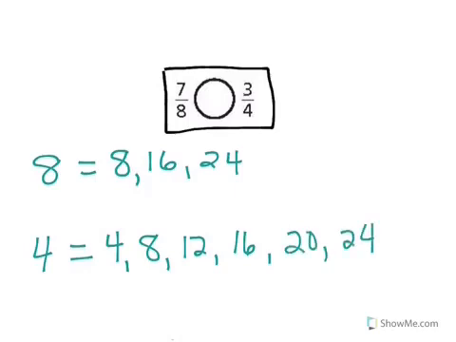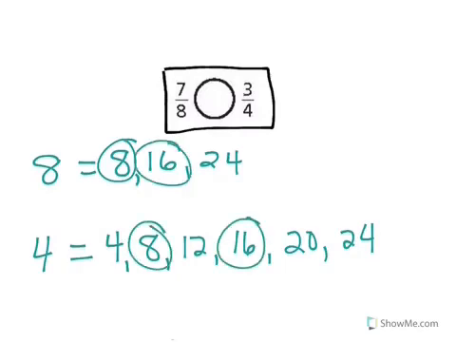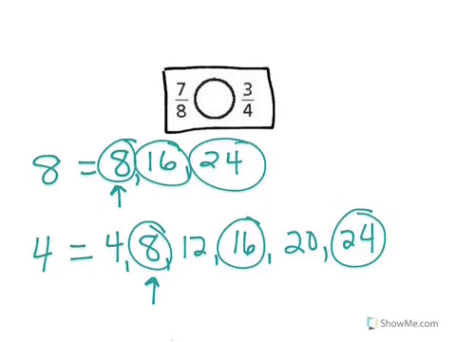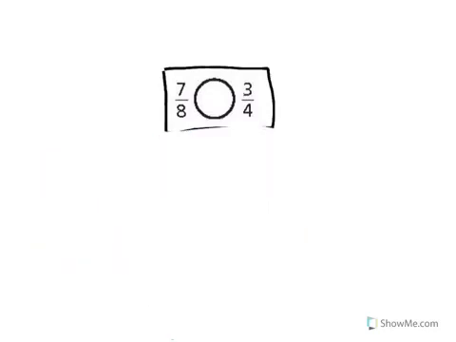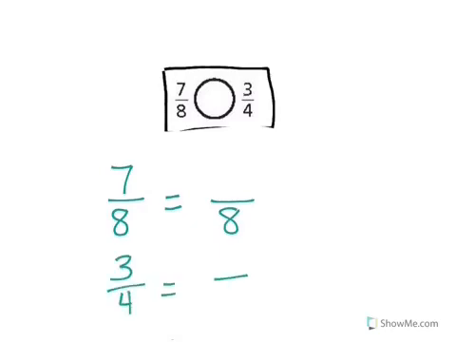Now I'm going to look and see which numbers they have in common. So I have an 8, 16, 24. So I'm going to use the least common denominator. So 8 is the least. So I'm going to make equivalent fractions. So 8 was our least common denominator. Okay, 7/8 already has an 8 as a denominator, so it's going to stay the same, 7/8.